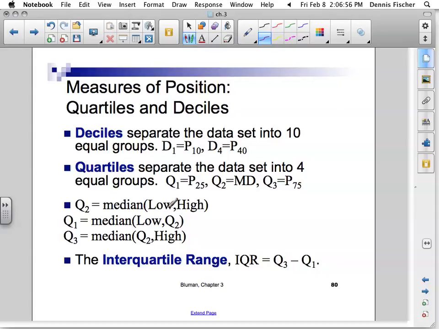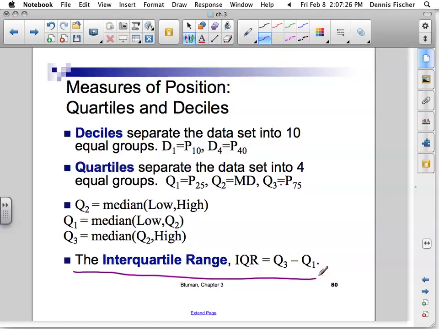Quartile 1 is the median of your lower half. Quartile 2 is your median. Quartile 3 is your 75th percentile. This is one we didn't use a lot before: the interquartile range. The interquartile range is quartile 3 minus quartile 1. You will use that in a second to figure out outliers. So make sure you know the interquartile range is quartile 3 minus quartile 1.